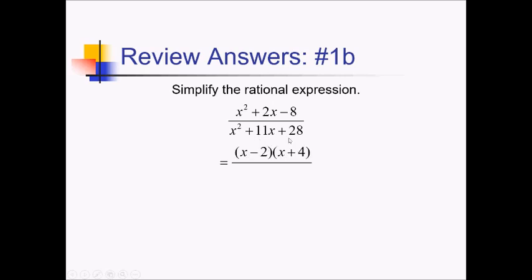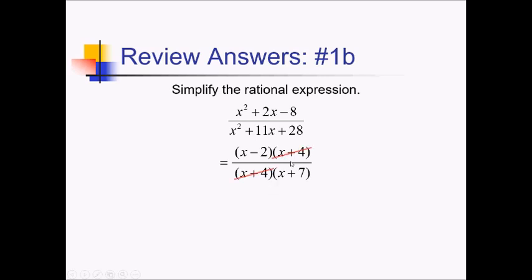In the denominator, I need factors of 28 that add up to 11. So 1 and 28 doesn't work. 2 and 14 is a bust. 4 and 7, that adds up to 11. So x plus 4 and x plus 7. Now that I've got things factored out, it looks like I have common factors of x plus 4 that I can cancel out.